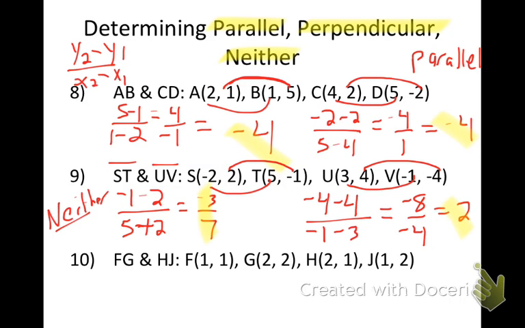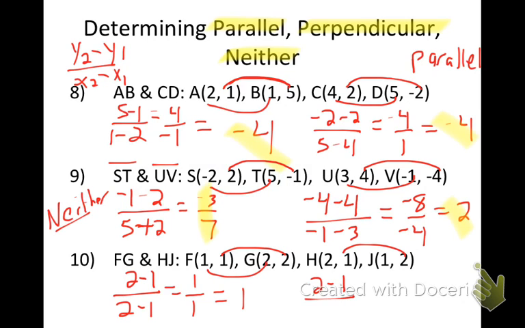And the last one here. Y values, 2 minus 1, over 2 minus 1. I get 1 over 1. What's 1 divided by 1? 1. Okay. Next one here. 2 minus 1 over 1 minus 2. 2 minus 1 is 1. 1 minus 2 is negative 1. What's 1 over negative 1? Negative 1. Are those the same slope? Are they opposite reciprocal slopes? Yes, they are. So that means these are then going to be perpendicular.